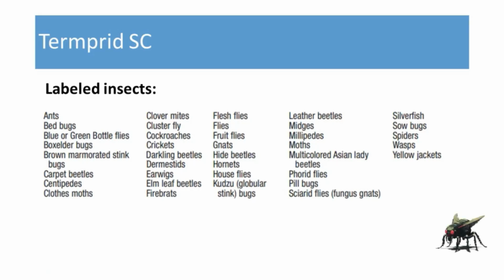Temperate SC. The labeled insects are going to include ants, bed bugs, blue or green bottle flies, box elder bugs, brown marmorated stink bugs, carpet beetles, centipedes, clothes moths, clover mites, cluster fly, cockroaches, crickets, darkling beetles, dermestids, earwigs, elm leaf beetles, firebrats, flesh flies, flies, fruit flies, gnats, hide beetles, hornets, houseflies, kudzu, globular stink bugs, leather beetles, midges, millipedes, moths, multicolored Asian lady beetles, phorid flies, pillbugs, sciarid flies, fungus gnats, silverfish, sowbugs, spiders, wasps, and yellow jackets.